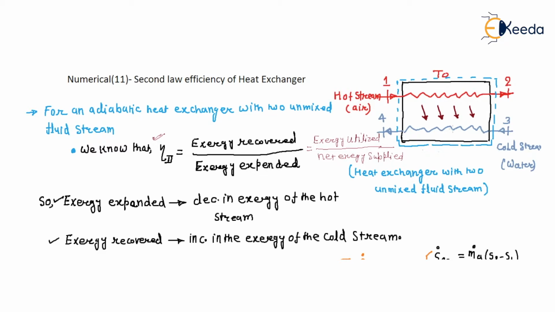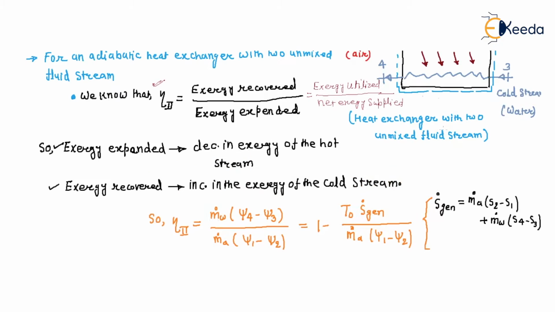So exergy gain is nothing but exergy recovered or utilized, and exergy expended is nothing but exergy supplied, or the decrease in exergy of the hot fluid. So the decrease in exergy of the hot fluid, and the increase in exergy of the cold fluid, the ratio of these two is the second law efficiency.